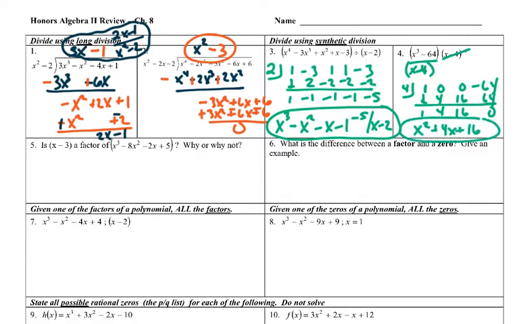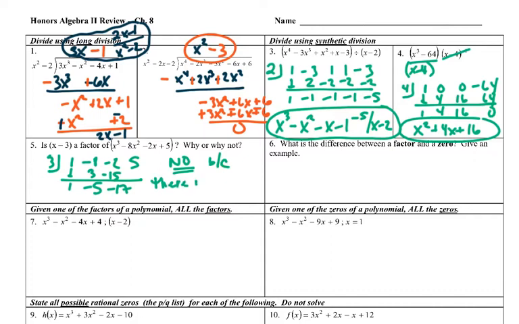Done and done. Is x minus 3 a factor? Well, we know if it's a factor, it goes in evenly, and goes in evenly means there's no remainder. So that's negative 5, negative 15, negative 17. I can tell right now that it is not a factor because there is a remainder. And I don't even need to know what that remainder is.